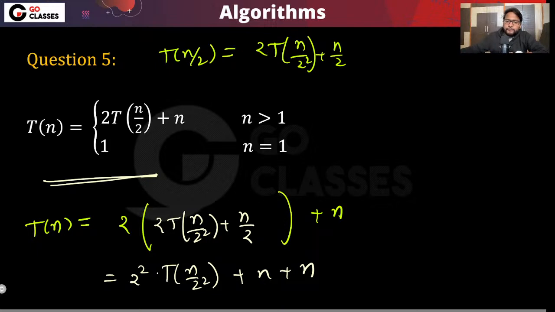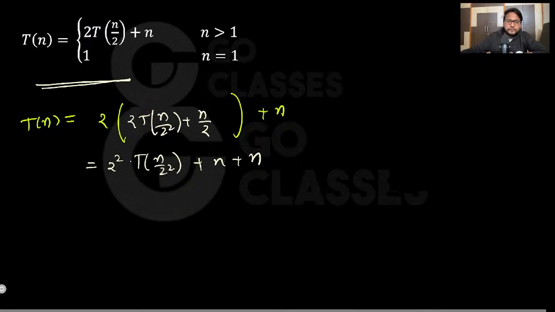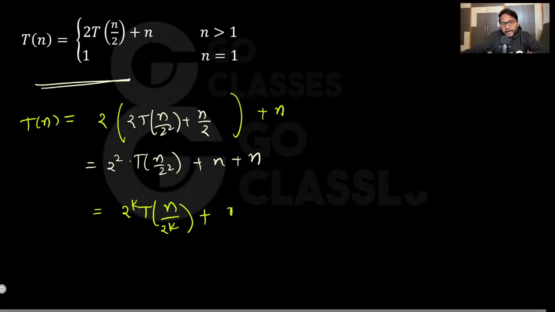See here that you have just got this, right? Now if you keep on doing it, then what you will be getting? You will be getting 2 power k into t of n upon 2 power k plus n plus n plus n, right? How many times? If it is 2, then 2 times. If it is k, then maybe k times, right? These are the k times.